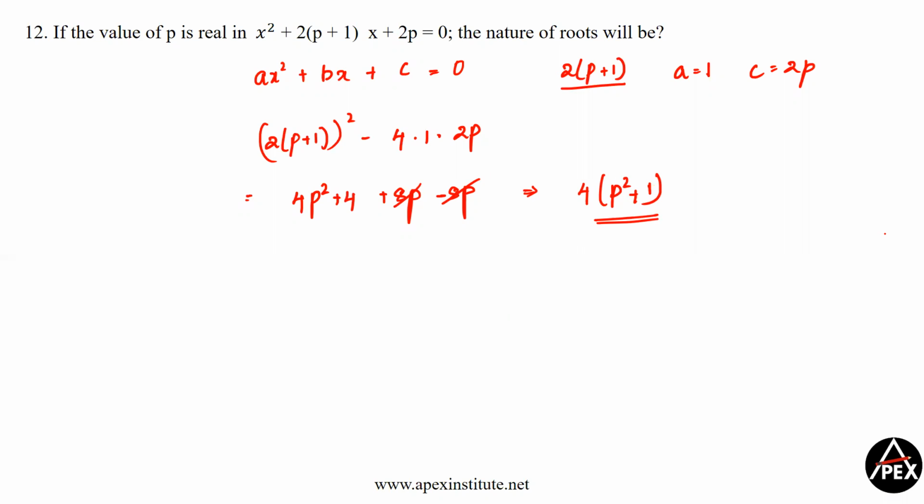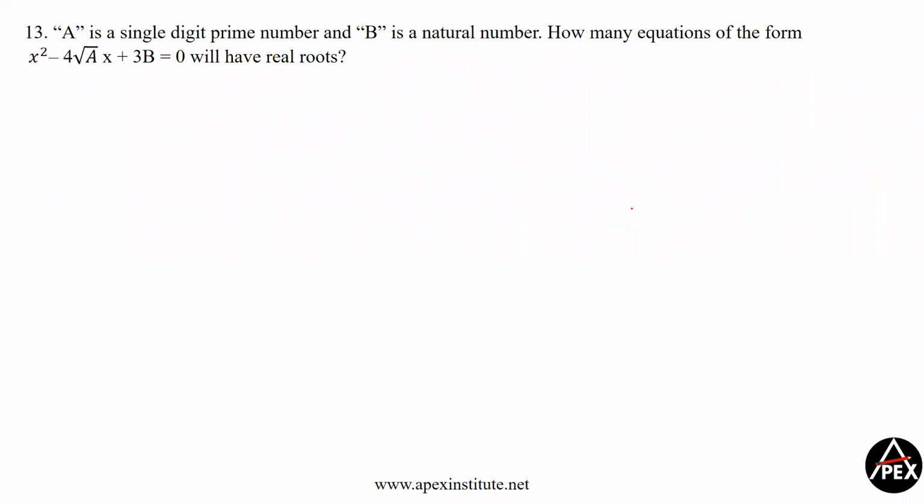So the roots of this equation will be real and unequal, because this cannot be 0. P square plus 1 will always be a positive number only. So the roots should be real and unequal, isn't it? The roots can be either rational or irrational. If the value of p is equal to 0, then this will be a perfect square, 4. If the value of p is, let us say, 2, then it's not a perfect square, and then the roots will be irrational. Clear, guys?